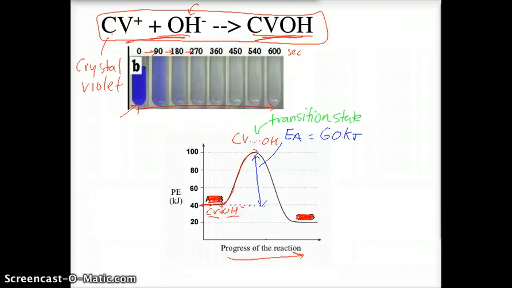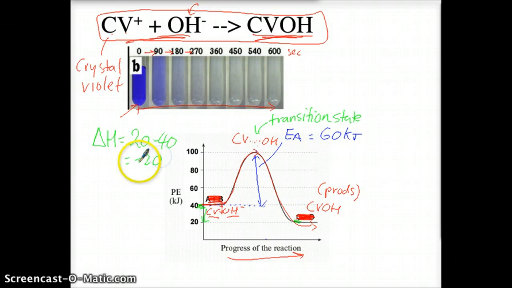Eventually, this bond is going to form, the potential energy is going to drop, and we're going to have our CVOH, our products, being formed. As we can see in this diagram, the energy started at 40 and ended at 20. So the change in energy, the change in enthalpy, is final minus initial, 20 minus 40, negative 20. So this is an exothermic reaction.